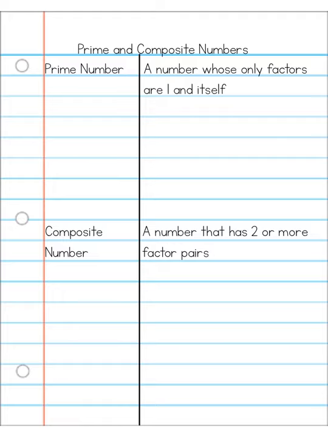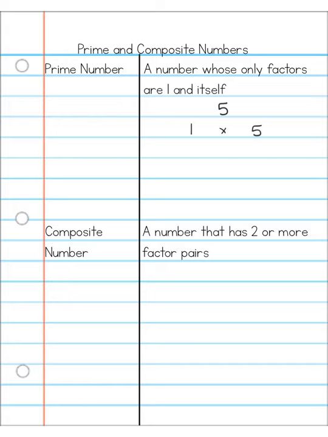So for example, let's take the number 5. If I find the factors for 5, the only two numbers I can multiply together to get 5 are 1 and 5. So because it only has one factor pair, or two factors, 5 is a prime number, because 1 and 5, or 1 and itself, are the only two numbers that will multiply together to get that product.